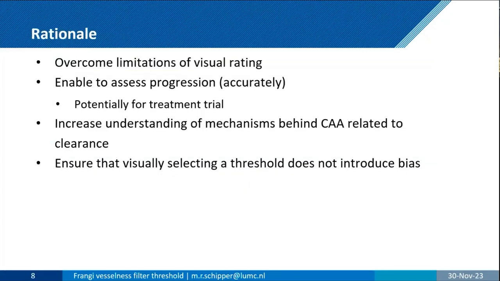So why do we want to do this? I already touched upon this, but we want to overcome the limitations of the visual rating. We also want to enable to assess progression within patients. We want to assess progression as is, but also accurately, of course. And this is also maybe related to a treatment trial to actually look at what happens over time with markers in the brain. And so this is also to increase understanding of mechanisms behind CAA that might be related to clearance. And we also want to ensure that the visually selected thresholds do not introduce bias into our results.